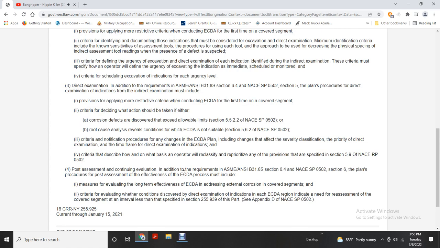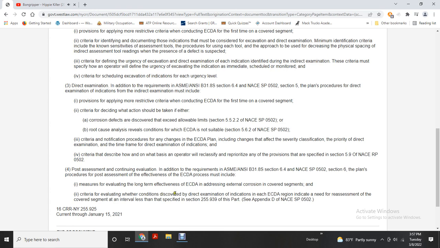4. The criteria describes how the operator will reclassify or reprioritize any of the provisions specified in Section 59 of ASCP, ANSC RP 0502. Post-assessment continuing evaluation, additional requirements of ASME ASI B31.8S, Section 6.4, NACE SP 0502, Section 6. The plan procedure for post-assessment of the external corrosion direct assessment process will include measures for evaluating the long-term effectiveness of the external corrosion direct assessment in addressing external corrosion on covered segments.